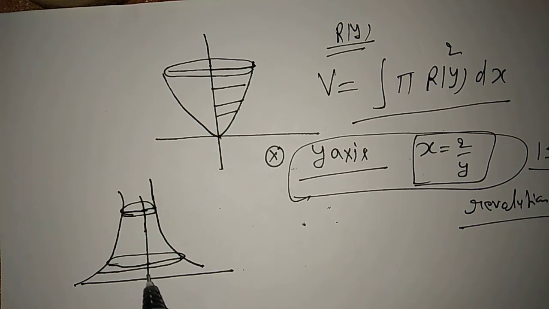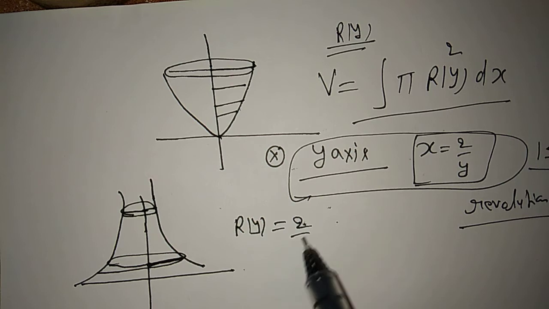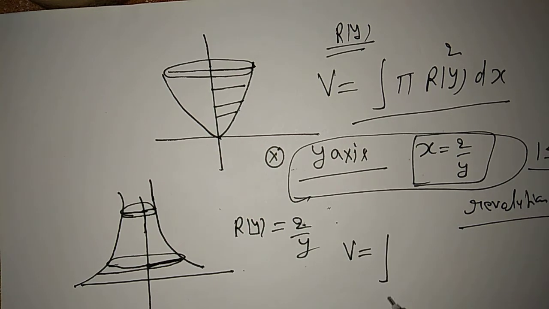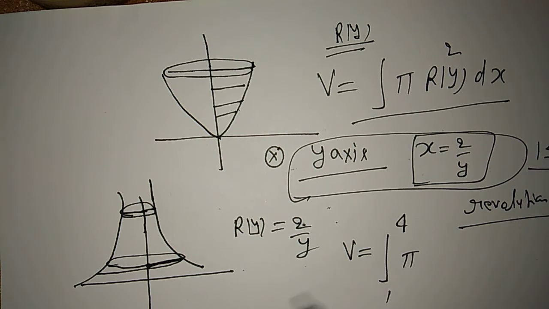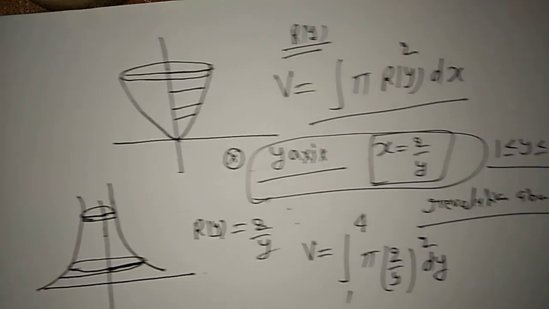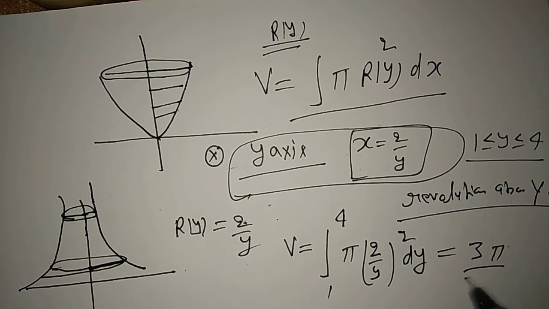Fine. Now the radius will be a function of y, so that will be 2 by y. So volume V equals the integral, y limit is 1 to 4, pi r square, where r is 2 by y, squared, dy. So this you solve, and we get 3 pi. Now we have one interesting thing.